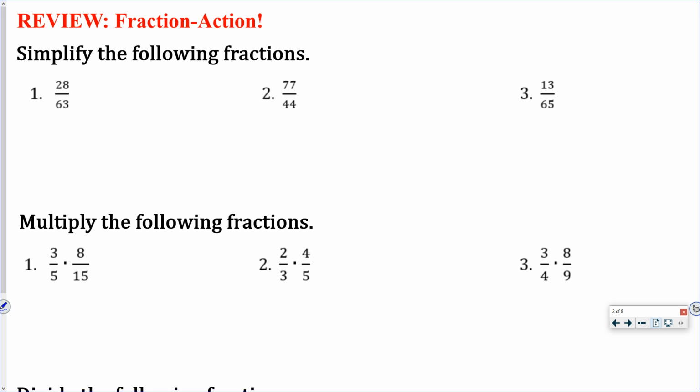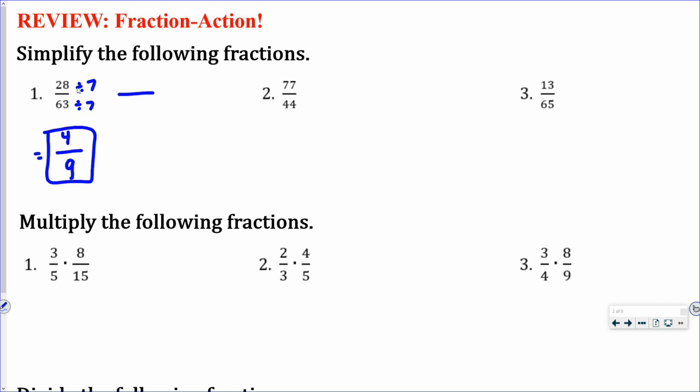All right, so looking at my numerator and denominator here, 28 and 63. What is the biggest factor that both of those numbers have in common? 7. Nice. So you can divide a factor of 7 out of both of these. 28 divided by 7 is 4. 63 divided by 7 is 9. This would reduce to 4/9.